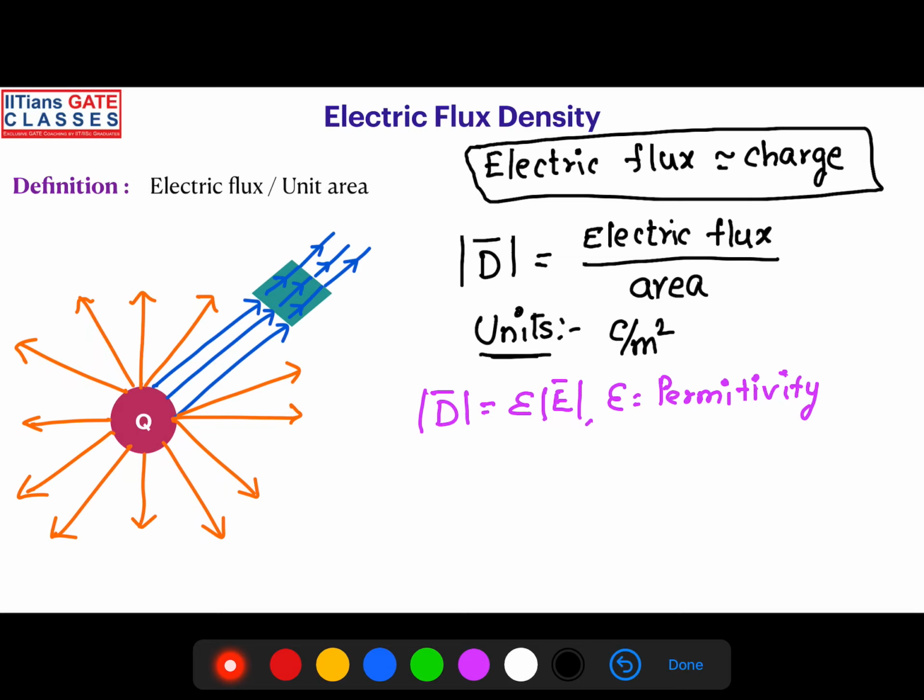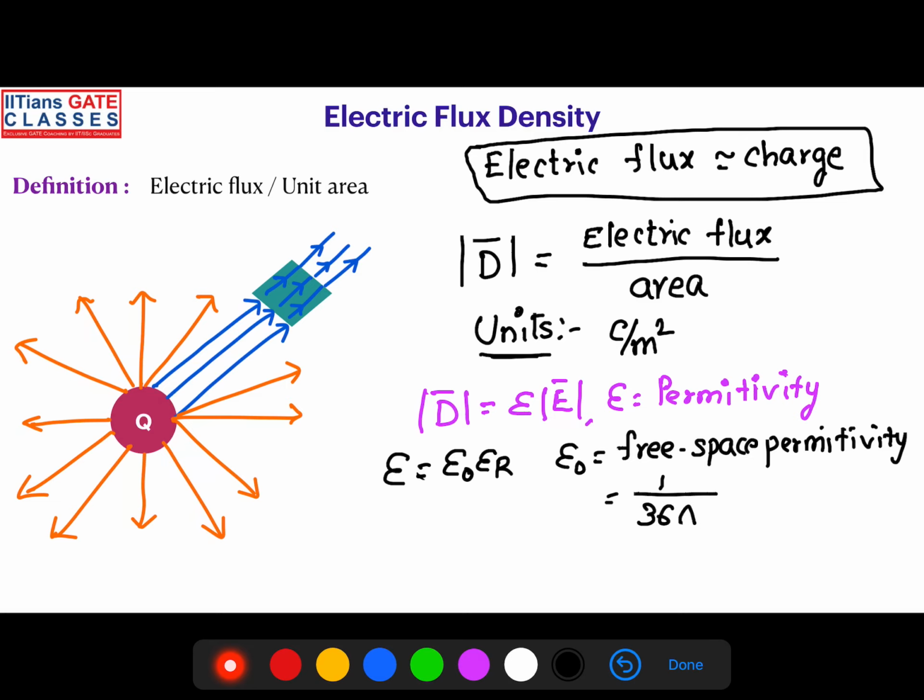It is a basic, very important property of any medium. The permittivity is mathematically defined as epsilon equals epsilon naught times epsilon r, where epsilon naught is the free space permittivity. The value of the free space permittivity we already studied: 8.854 times 10 power minus 12 farads per meter. In other words, the same value can be represented as 1 by 36 pi times 10 power minus 9 farads per meter, and epsilon r is the relative permittivity of that medium.